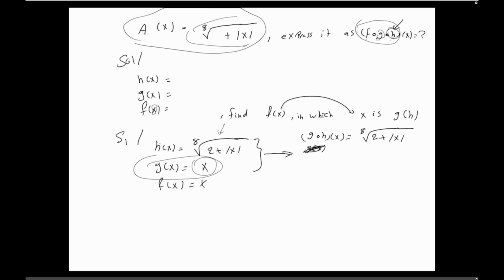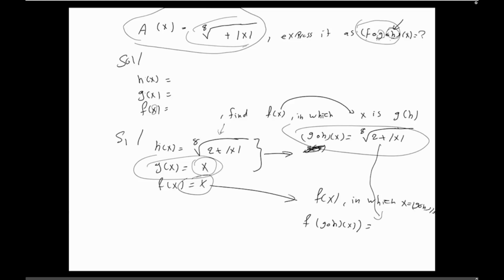This is our first value, and now we go to f of x, in which, as you know, we said x equals g of h of x. So we write f of g of h of x. Instead of writing the x in f of x, we write g of h, and g of h is equal to this value, so we write it over here. So this was the first solution, and we got our solution.